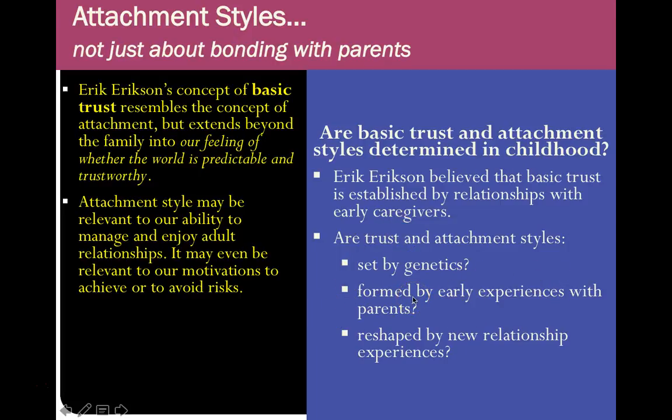The second one is formed by early experience with parents. We don't know to what extent that can be reshaped. There is evidence that it's hard to reshape our attachment style once we're past that critical period and it's set. Genetics may have something to do with it, but research continues in that realm.